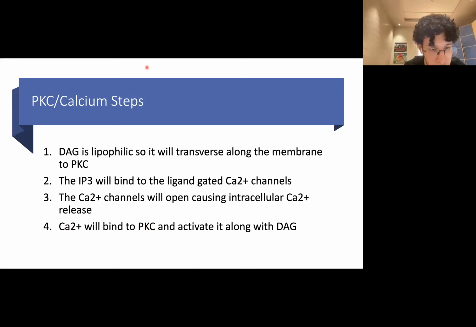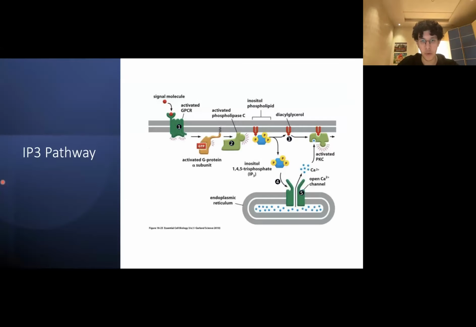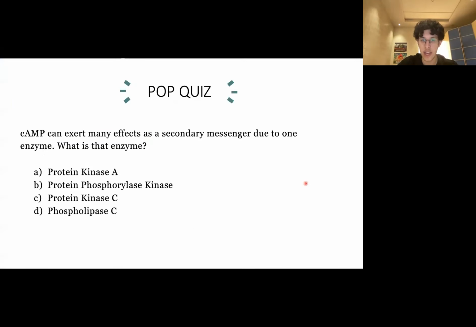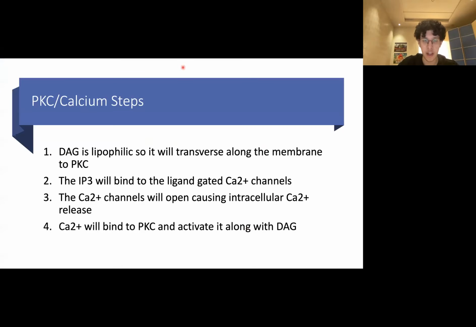What does transverse along the membrane mean? And what does DAG do? Okay, so transverse along the membrane. Let me just show you. Again, you can just think of it as goes to the membrane, but basically diacylglycerol is going to stay on the membrane, and then it gets protein kinase C. That's basically all this means. Don't worry about that.